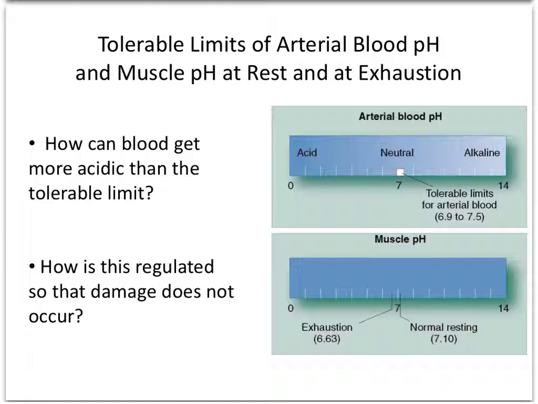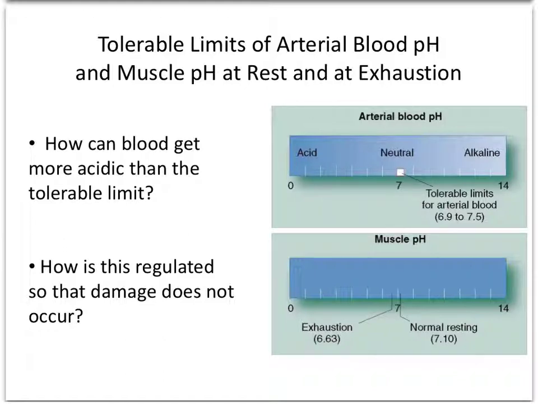But what we can see by these two images here is that we've been able to record muscle pH. This is pH right at the muscle, so measuring the blood right at the muscle. The blood has been able to get down to about 6.63, which is a much higher hydrogen ion concentration than your body's comfortable with. So this is definitely causing some denaturing of proteins. This is causing some major issues.